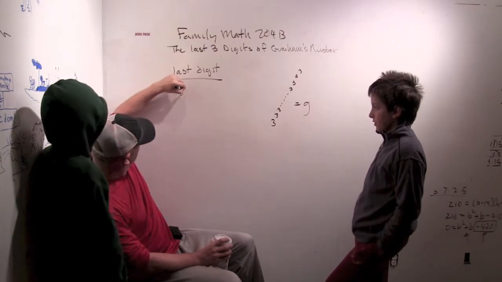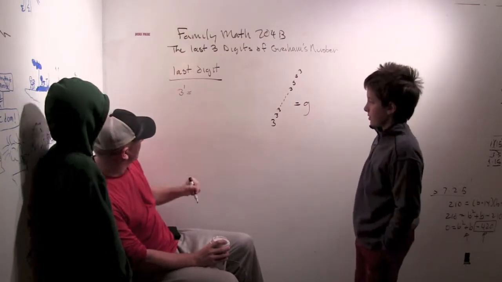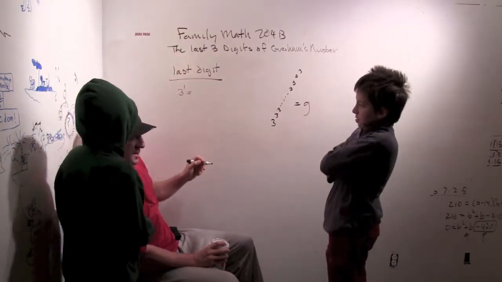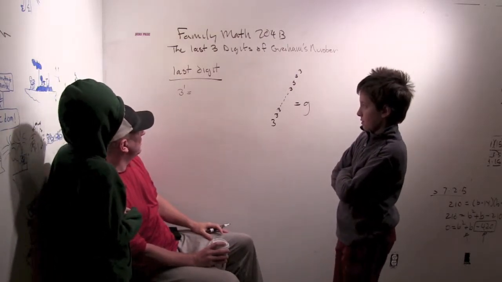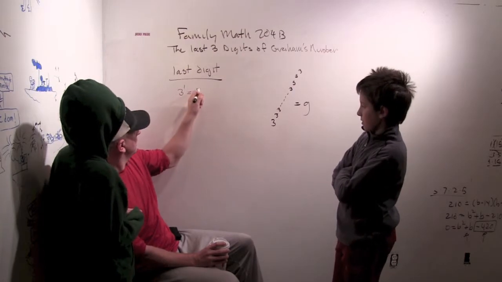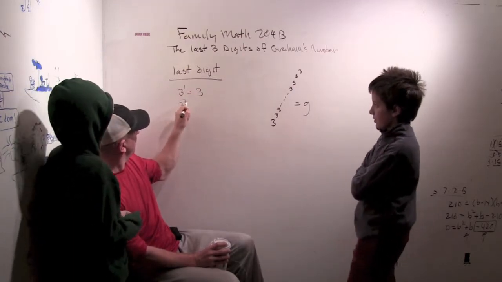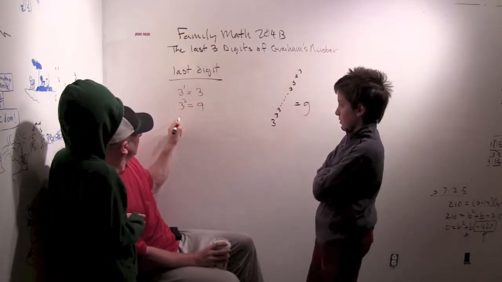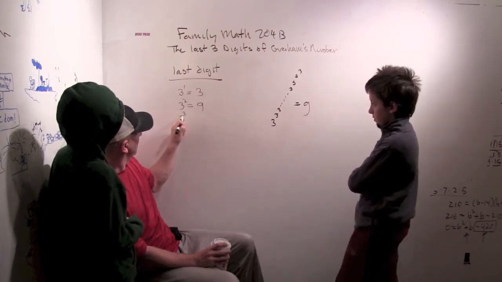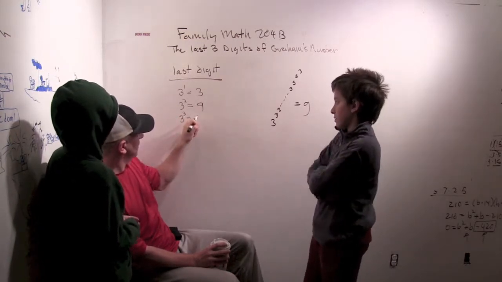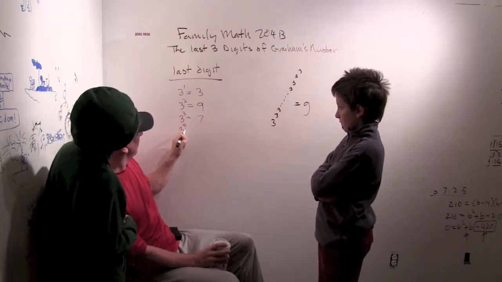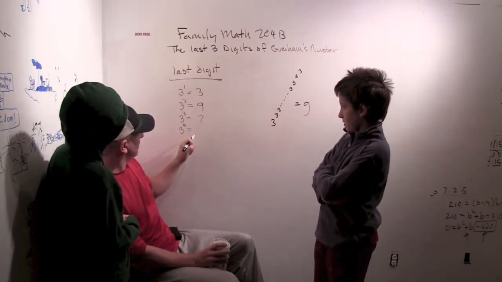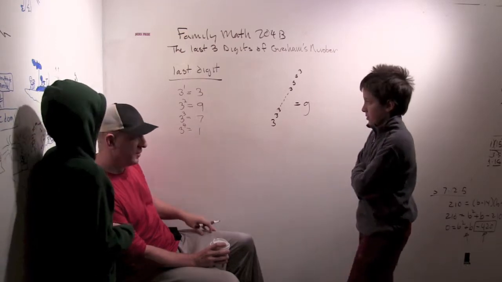Let's start at 3 to the 1, because it gets confusing with even numbers. 3 to the 1 is 3. 3 squared is 9. Remember, we're just going to look at the last digit. 3 cubed ends in 7, because this is 27. And then 3 to the 4th ends in 1, because it's 81.